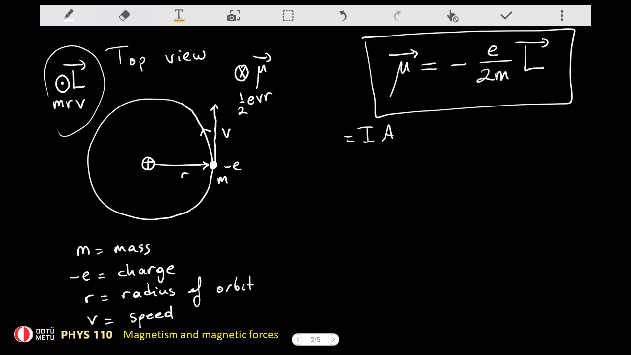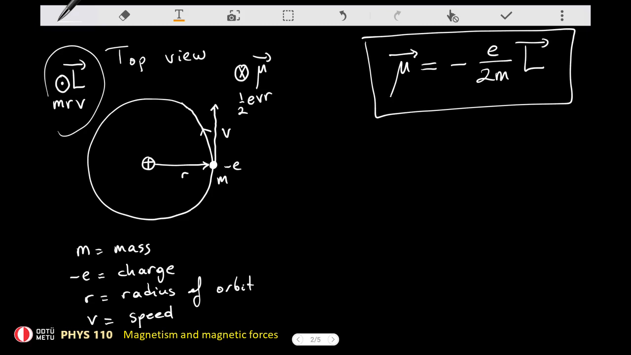Right, that's the answer to the problem that has been asked. Angular momentum is given, the charge and the mass of the electron is given, and what's the dipole moment? So this is the expression of the dipole moment.